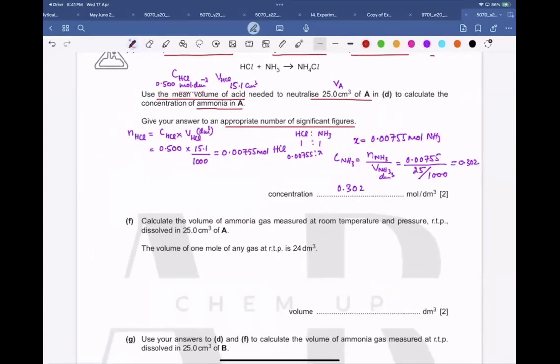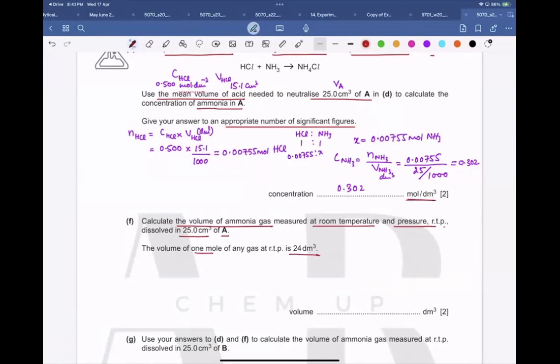Now, next part. Calculate the volume of ammonia gas measured at room temperature and pressure, RTP, dissolved in 25 centimeter cube of A. Okay, so we know at RTP how much volume is occupied by 1 mole that they have given you over here: that 1 mole of any gas occupies 24 decimeter cube. That's what they have told you.